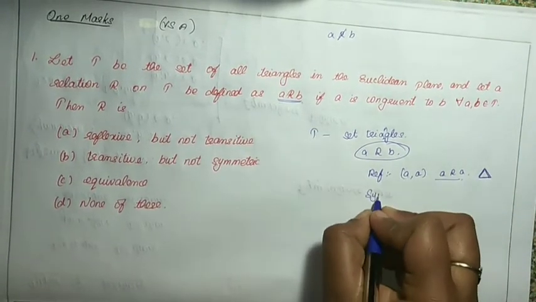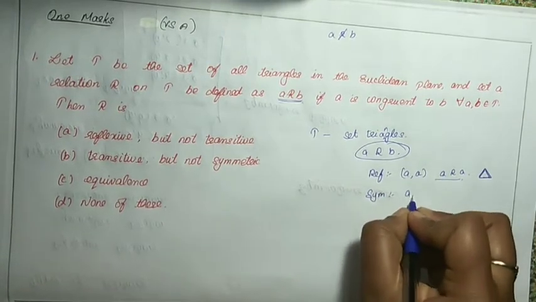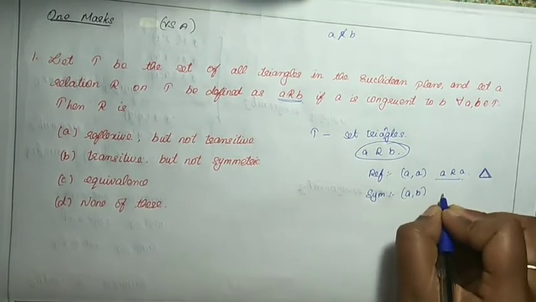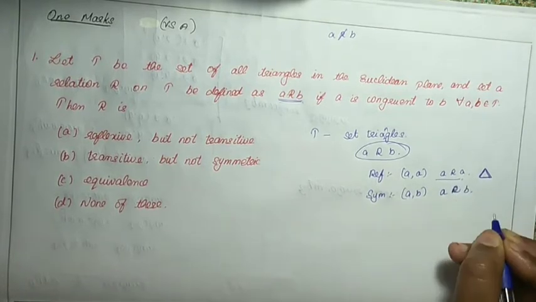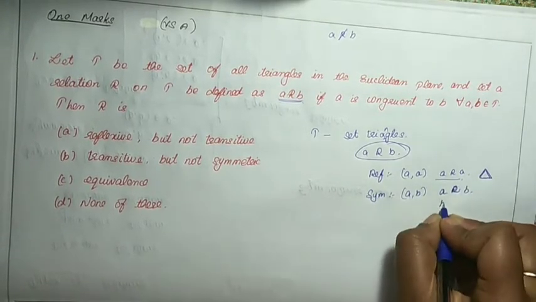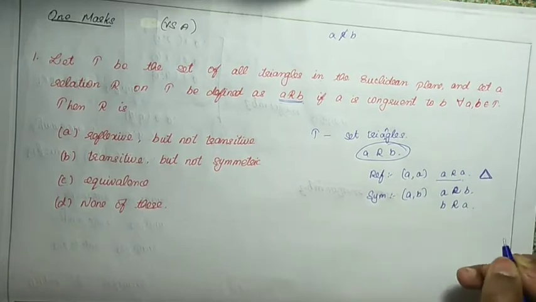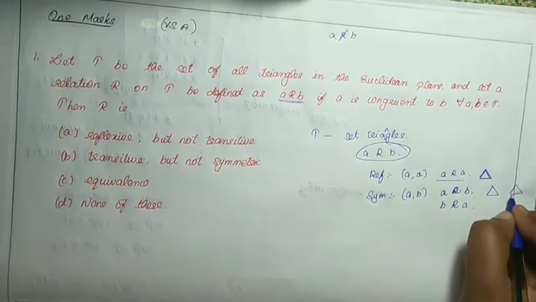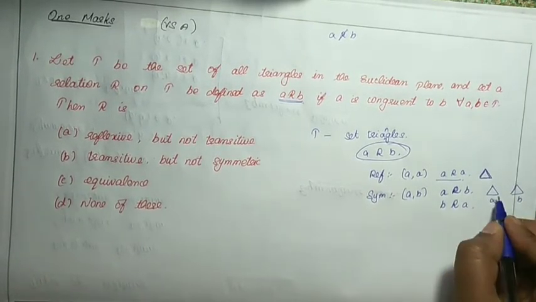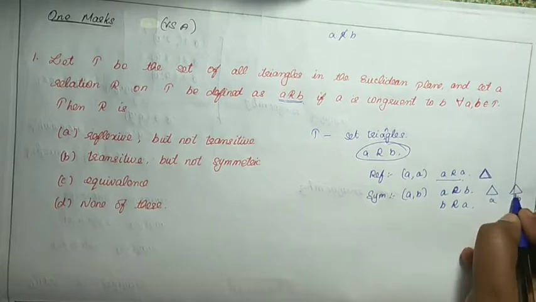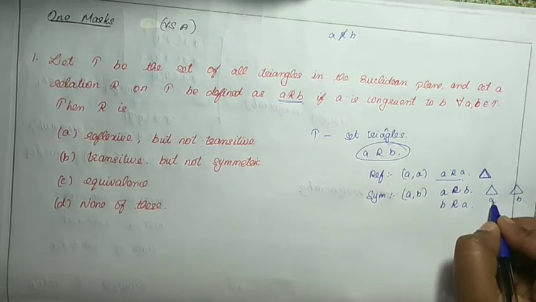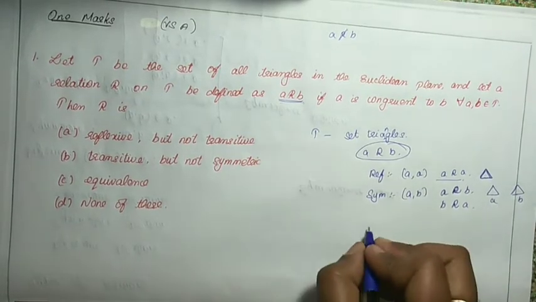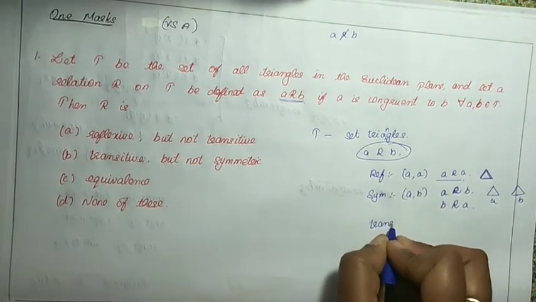And for symmetric, A comma B, I'm saying that A is related to B, then I can also say that B is related to A. Yes, so I'm taking two triangles, say A and B. I'm saying that triangle A is related to triangle B, so I can also say that triangle B is related to A. In the same way I will be doing it for transitive also.